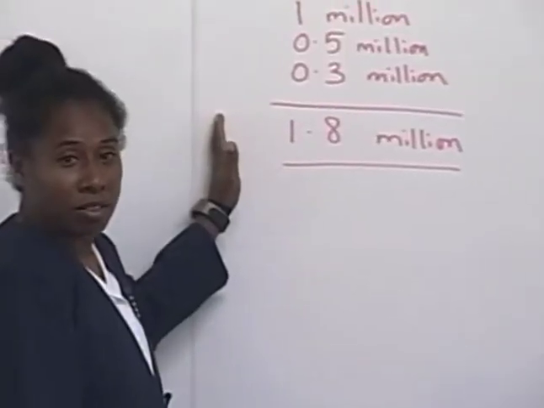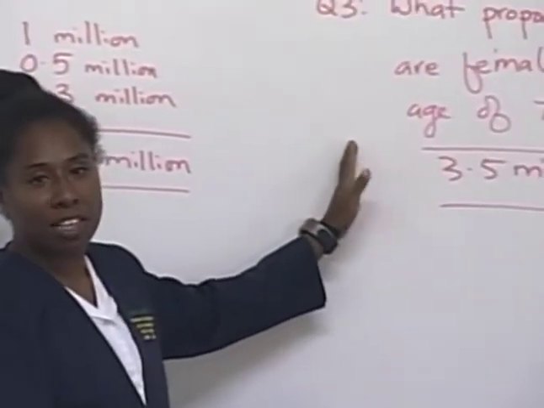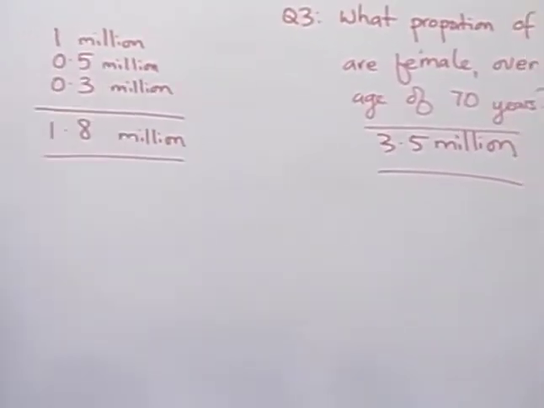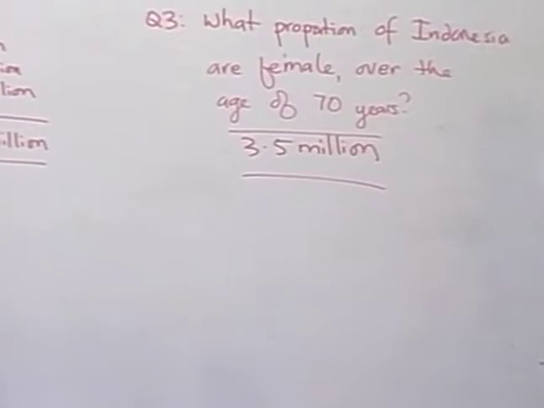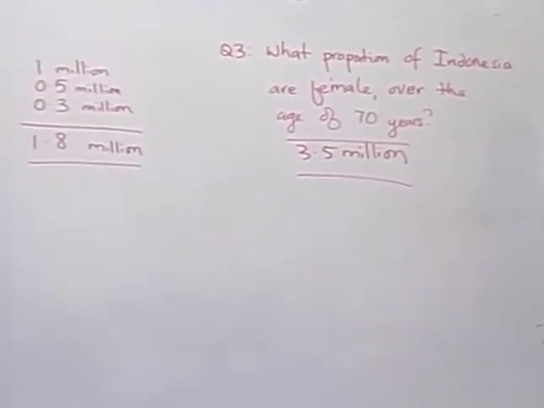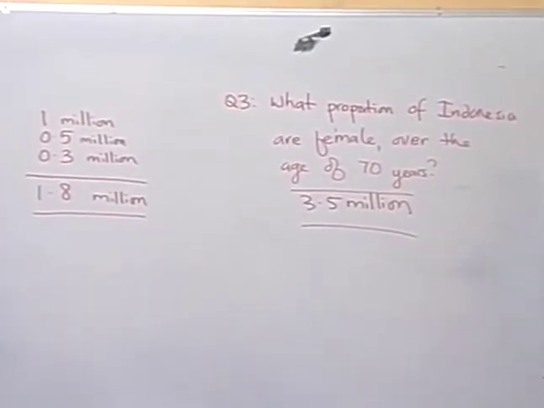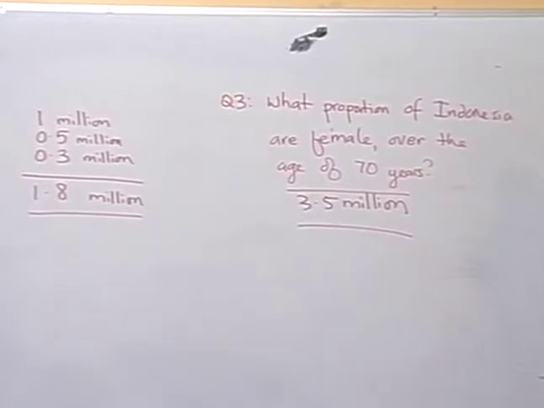Okay, good. We have already done the male population over 70 years. We have done the female population over 70 years. The question on the monitor would like us to look at what is the proportion of all Indonesians who are over the age of 70. We add those two together and we end up with 5.3 million people. Okay, we move on.